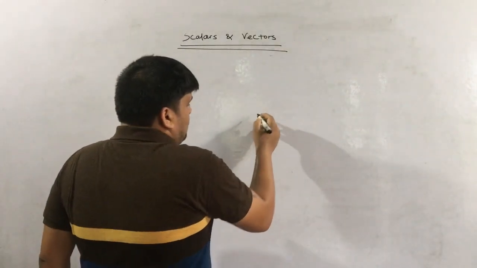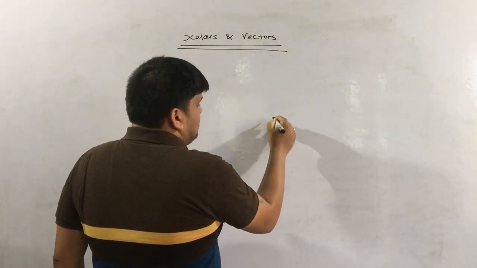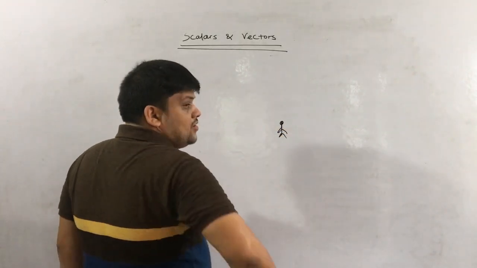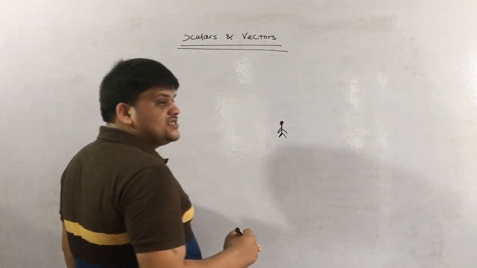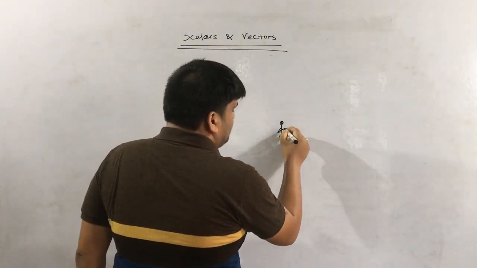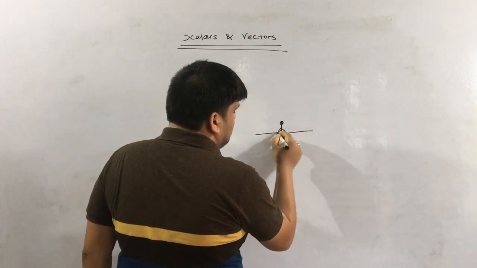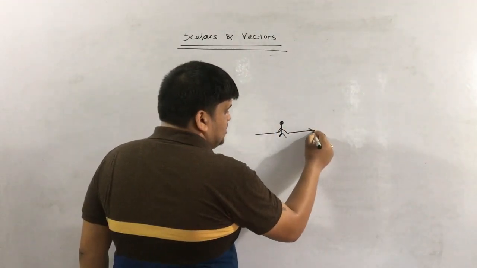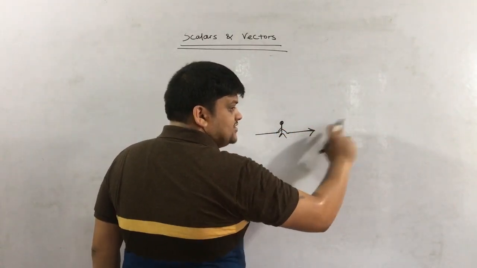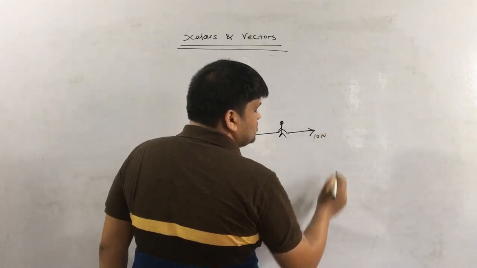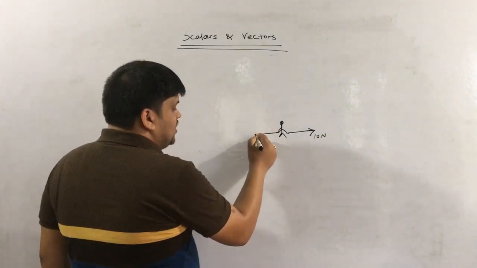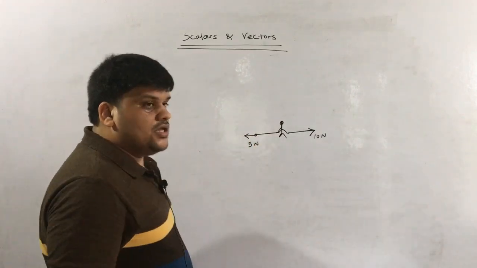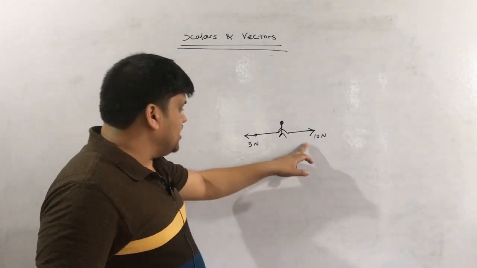Let there be a person standing here, and there are two forces applied on the person. Let two ropes be tied to the hands of the person. One person is pulling this rope along this direction with, let us say, 10 Newton force, and another person is pulling this rope along this direction with, let us say, 5 Newton. So how many forces are there? 10 Newton and 5 Newton.